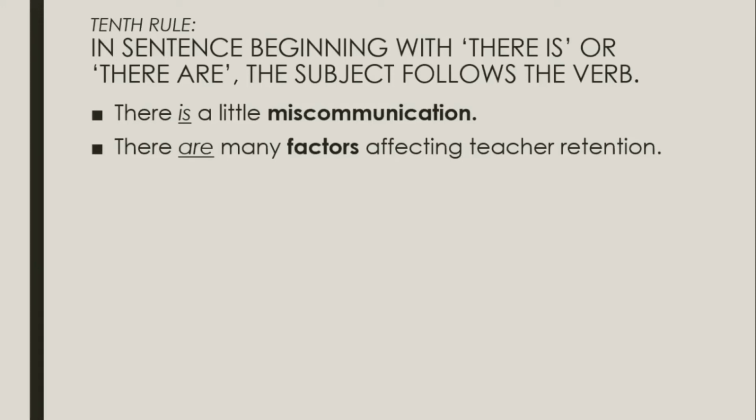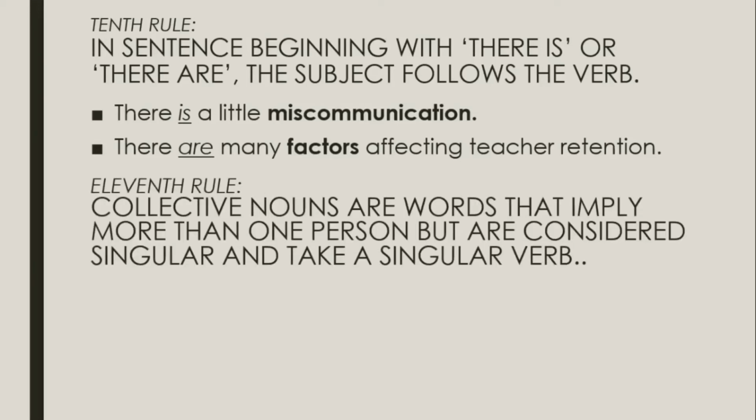So you don't really need to be confused on using there is or there are if you know the number of the subject. But of course, again, there is and there are are not the subjects of the sentence. And lastly, our 11th rule, collective nouns are words that imply more than one person but are considered singular and take a singular verb.